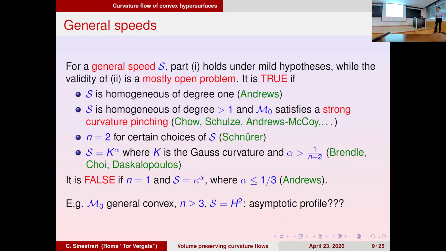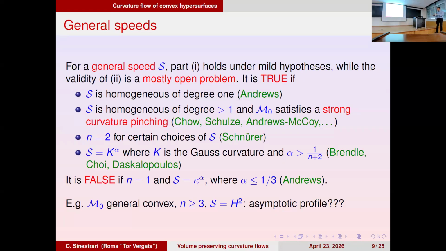For instance, if you consider convex hypersurfaces with no strong pinching assumption, in dimension strictly greater than 2, even H squared, so maybe the first nonlinear generalization of the mean curvature you can imagine, as far as I know, it's unknown. You know that it shrinks to a point, but you don't know if the asymptotic profile is always round. So this is for the standard flow.